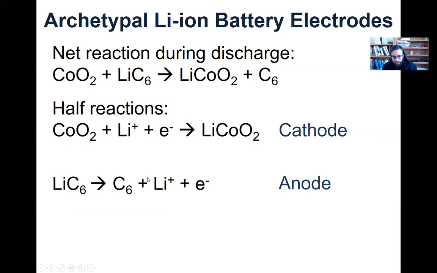If you add these two equations up, you're going to get back this original full equation. And then we can assign oxidation states. We're not going to go really in depth in this video on assigning oxidation state rules, but oxygen usually has an oxidation state of -2 in compounds. Since there's two oxygens, that means cobalt is going to be +4.